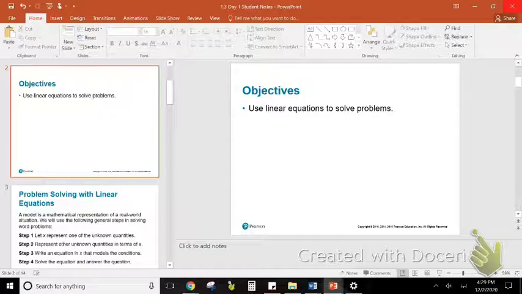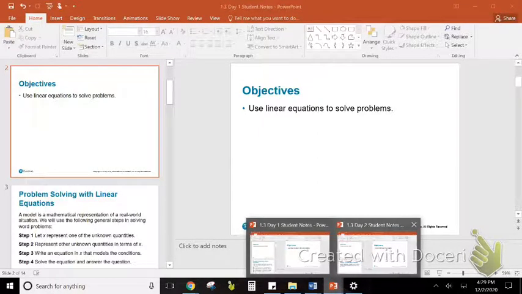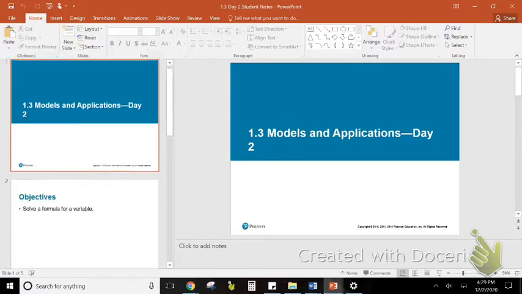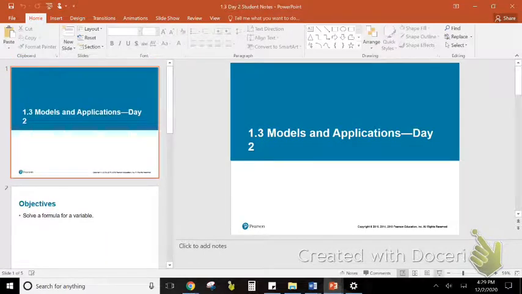Okay, and so what I did, because I'm going to be out, is I went ahead, and the next part is super short. So we're going to go ahead and do day 2 along with it. So I'm just going to call this the 1.3 day 1 and 2 notes.